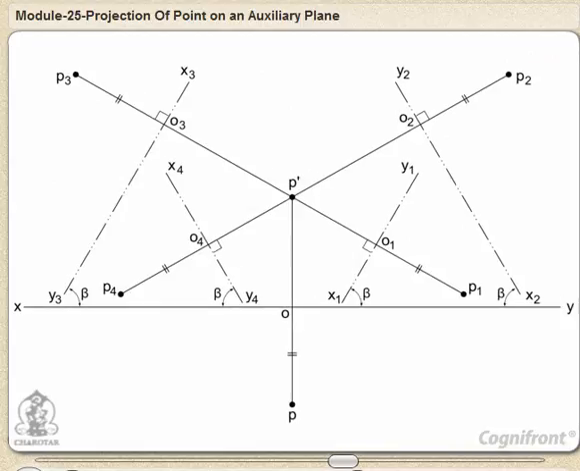In this case also, the new reference line can be drawn in 4 different positions as shown in the figure by lines X1Y1, X2Y2, etc., each inclined at beta to XY. All the top views are projected from the front view P' and their distances from their respective reference lines are equal. That is, P1O1 is equal to P2O2, and so on, equals PO.